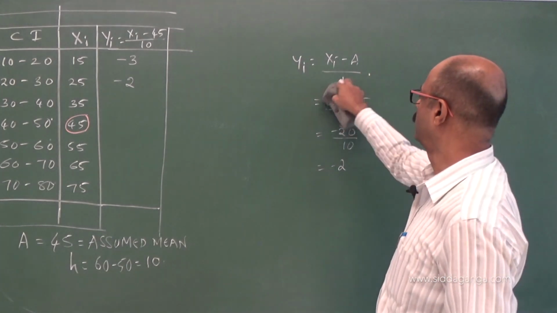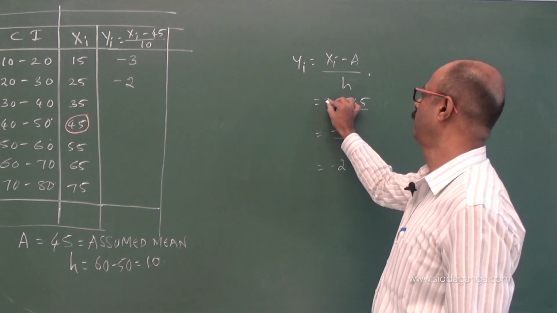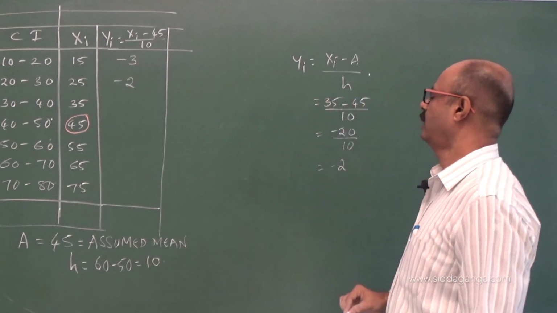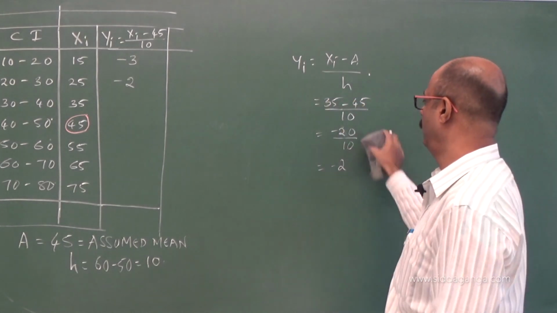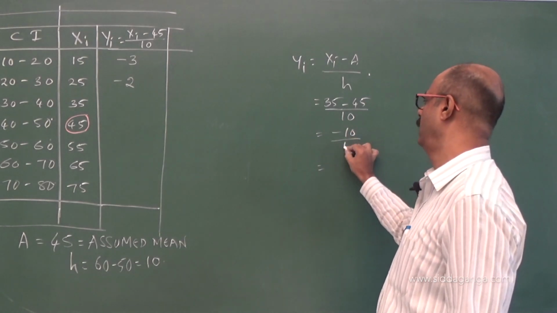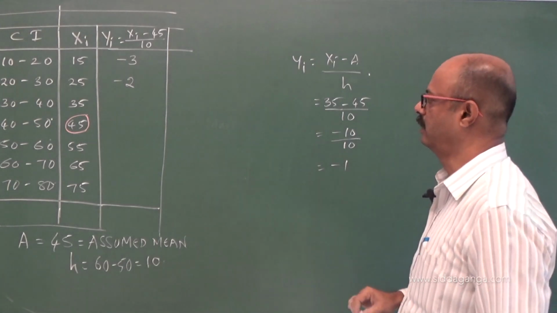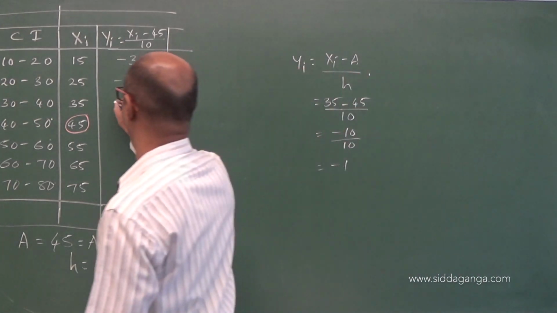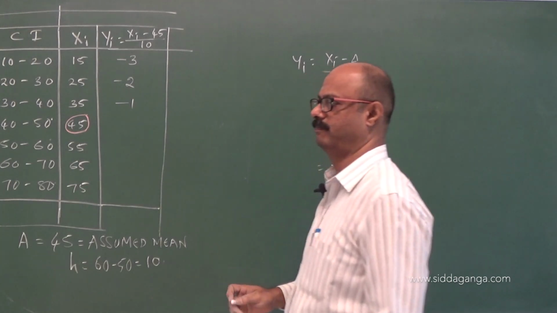Next, we will go for 35. This is 35. 35 minus 45 divided by 10. 35 minus 45 means you will get minus 10 divided by 10. 10 and 10 get cancelled, you will get minus 1. So this is minus 1.